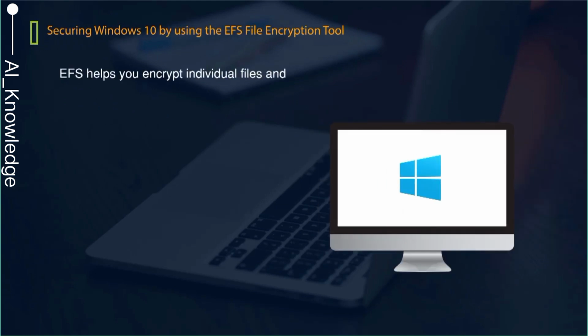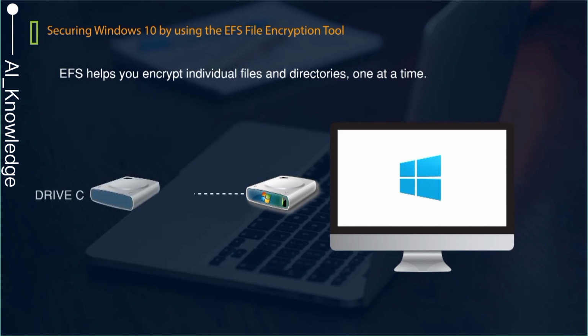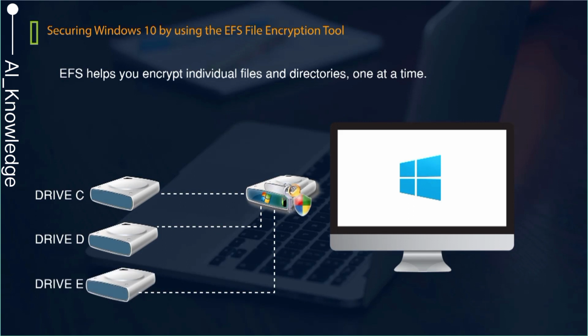In addition to BitLocker Drive Encryption, Windows 10 also includes another built-in encryption tool called Encrypting File System, or EFS. Unlike BitLocker, which can encrypt an entire drive or partition, EFS helps you encrypt individual files and directories, one at a time. You can encrypt a file or folder from File Explorer using the Properties window. This encryption is specific to a user account. Example: encrypted files can only be accessed by the account that encrypted them.